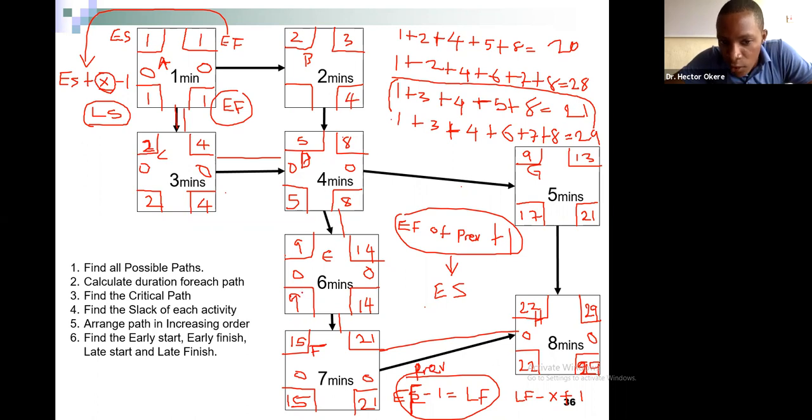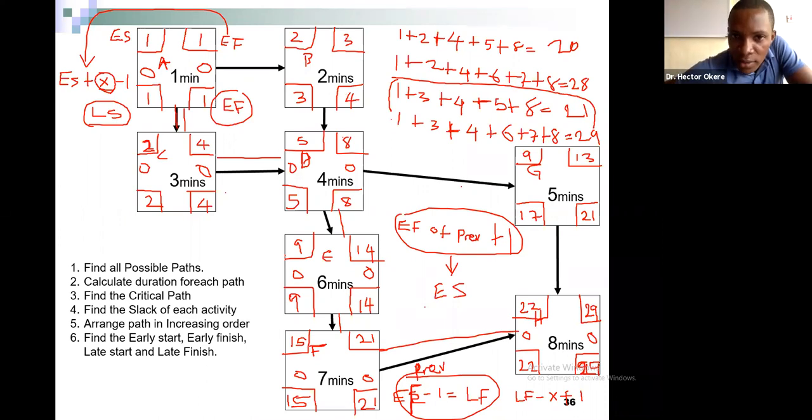Okay, 4 minus 2 is 2. Plus 1, because I said early finish minus x plus 1. 4 minus 2 plus 1 will be 3. So now we have our full stack of values. Now let us check our values, okay?